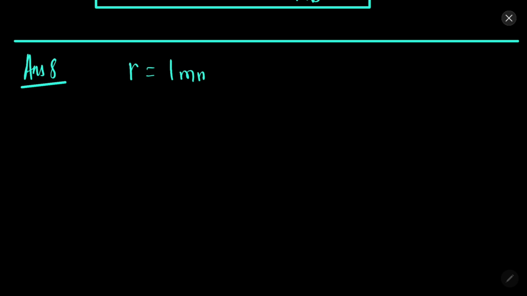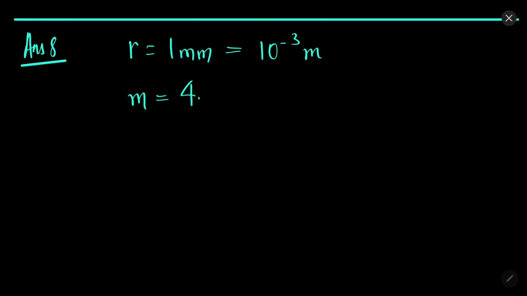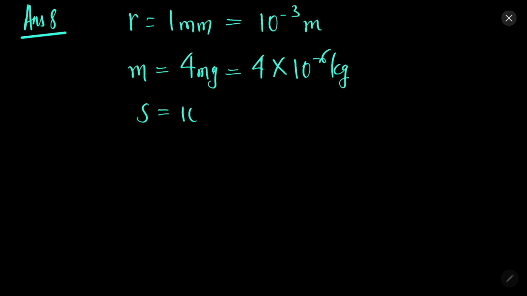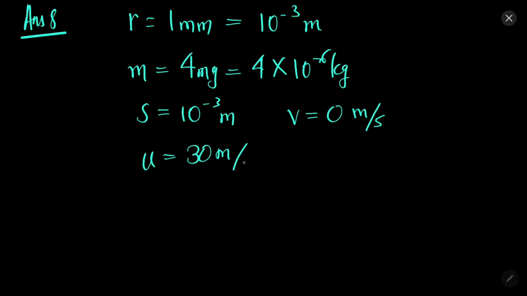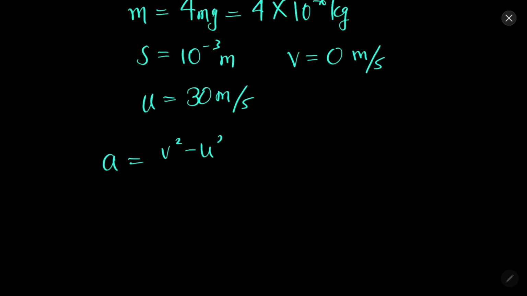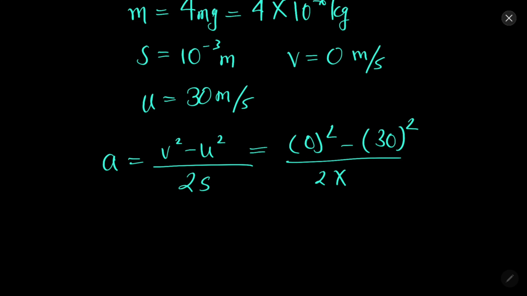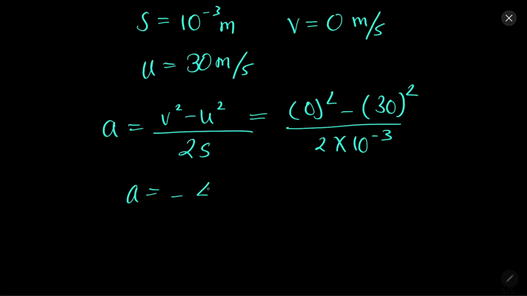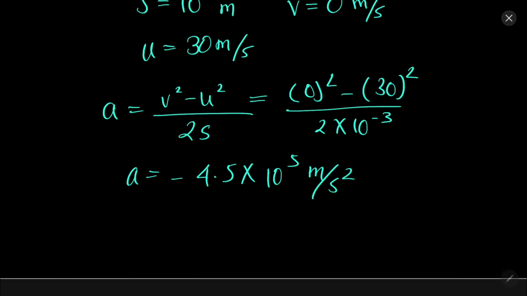So radius is 1 mm or 10 to the power minus 3 meter. Mass is 4 milligram, so that is 4 into 10 to the power minus 6 kg. Displacement is 10 to the power minus 3 meter. Final velocity is 0. Initial velocity is 30 meter per second. So first let's try to find the acceleration by this formula. We will have (0 squared minus 30 squared) upon (2 into 10 to the power minus 3). So acceleration will be minus 4.5 into 10 to the power 5 meter per second square. Again, minus indicates deceleration.